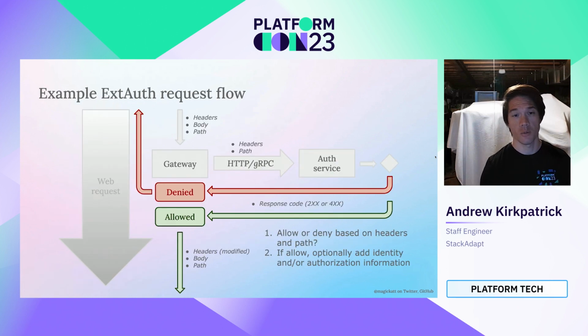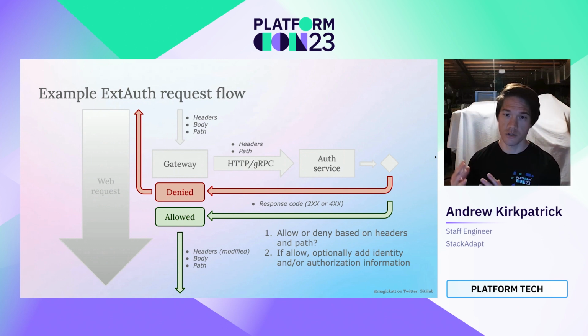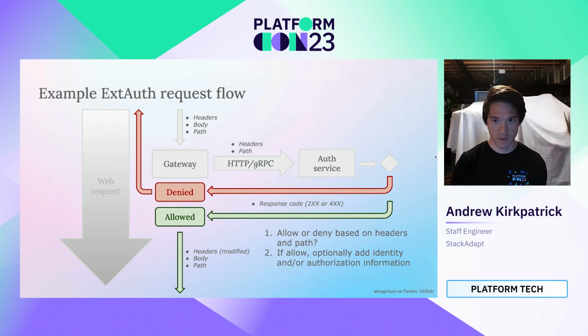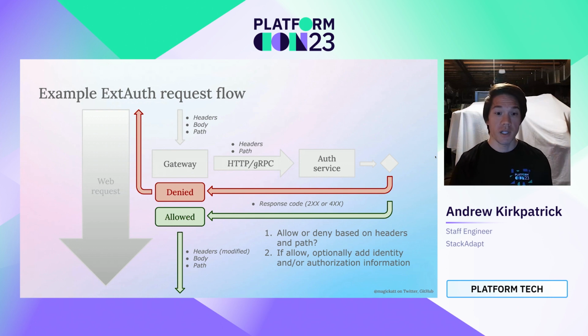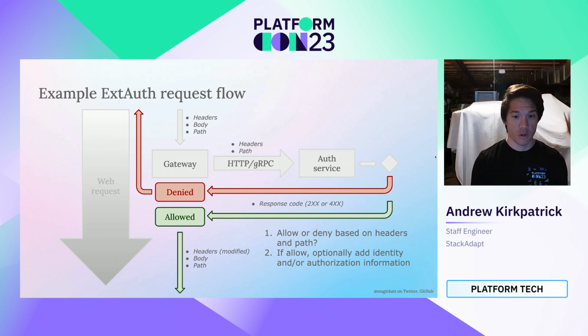An example of how this flow might work. A request comes into the gateway and is typically forwarded onto the external auth service, usually without the body. The auth service determines whether it should deny or allow the request based on information in, say, the headers, path, or other request information. Typically, this will then allow the request through, and header modification will either remove and strip some of the headers, or more commonly, add some headers, for example, containing identity or authorization information, as covered in the previous example.